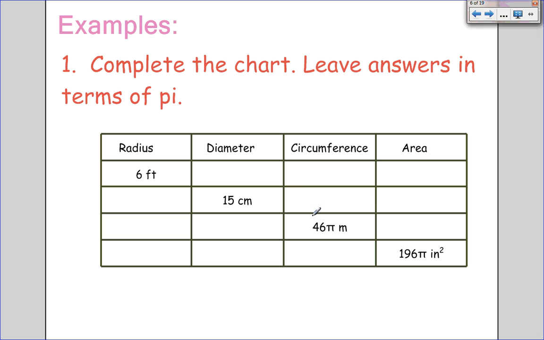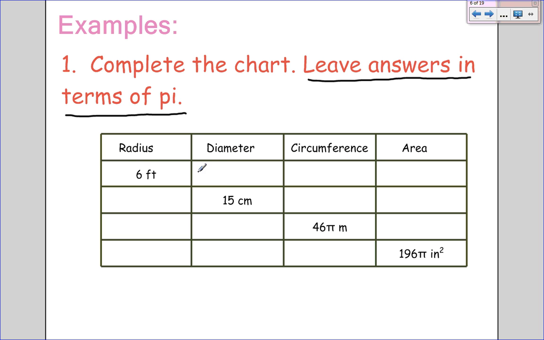So let's try some out here. Let's complete the chart and leave answers in terms of pi. That means I'm just going to leave pi in the answer. I'm not going to actually multiply by 3.14. I'm just going to keep pi as the symbol, and you'll see that in a second.